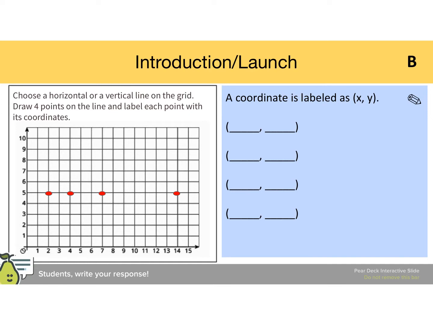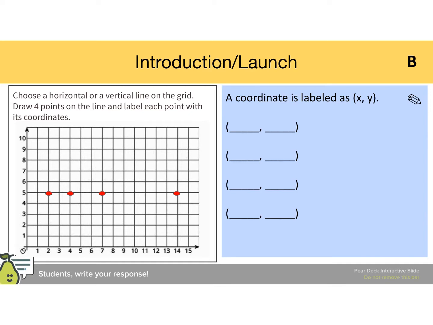So the major takeaway of this discussion is that the points on the same horizontal line share the same y coordinates, and the points on the same vertical line share the same x coordinate. And so after students share the coordinates of their 4 points, you should ask the rest of the class if the given points are on the same horizontal or vertical line and to explain how they know.